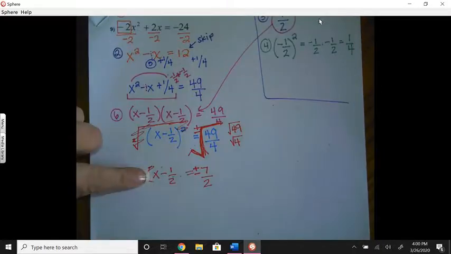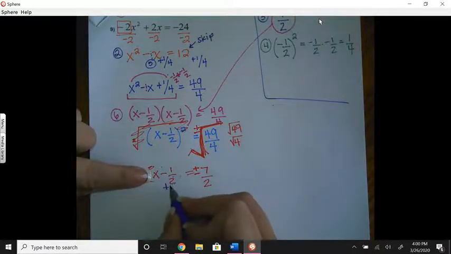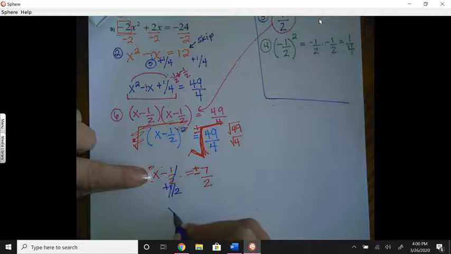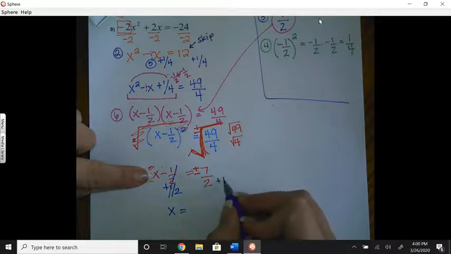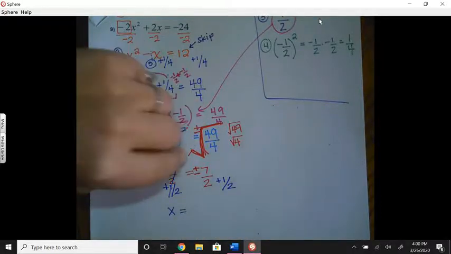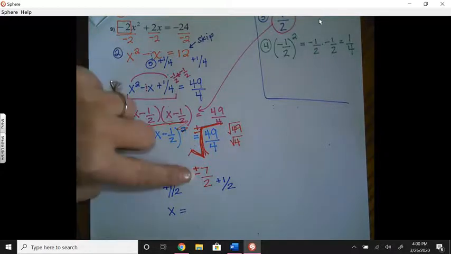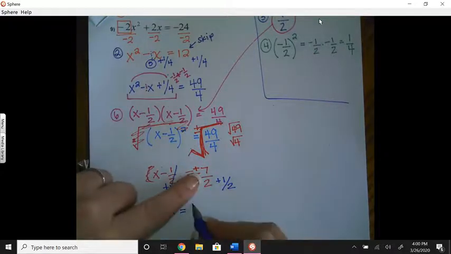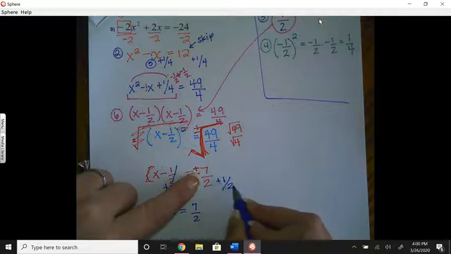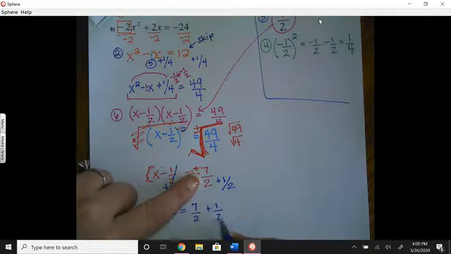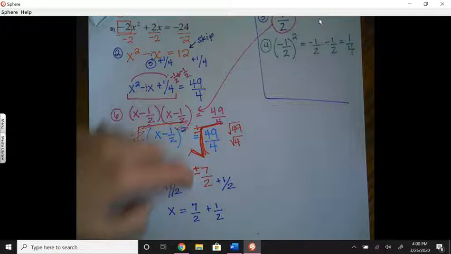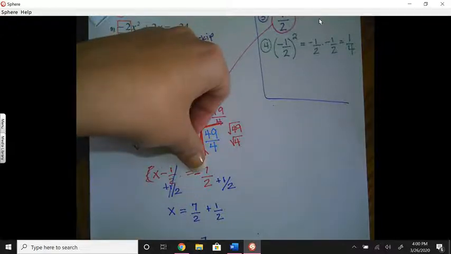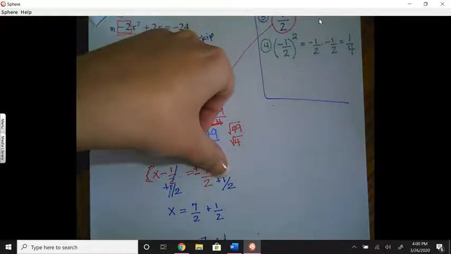So now to get x by itself, we're going to add 1/2 to both sides. Whatever we do to one side, we have to do the other. Alright, so now x is by itself, so we get positive 7/2 plus 1/2 as one of our answers. And then we get negative 7/2 plus 1/2 as an answer.